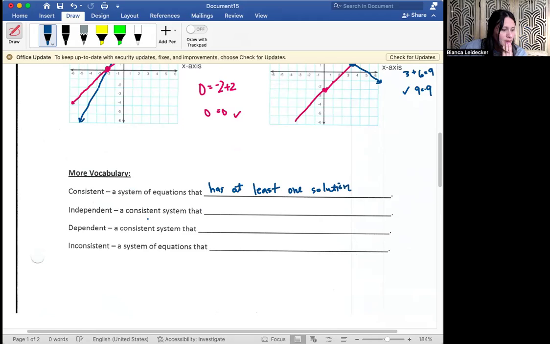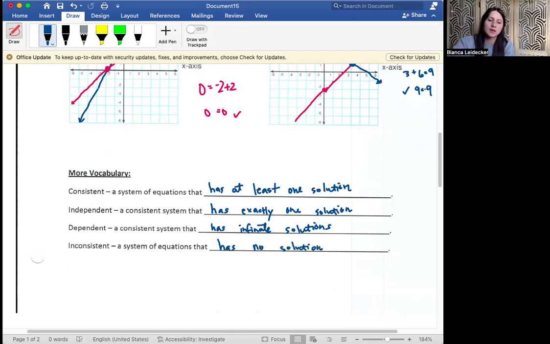An independent system is a consistent system that has exactly one solution. A dependent system is a consistent system that has infinite solutions. And then an inconsistent system is a system of equations that has no solution. Okay, so let's break this down and talk about what that means.